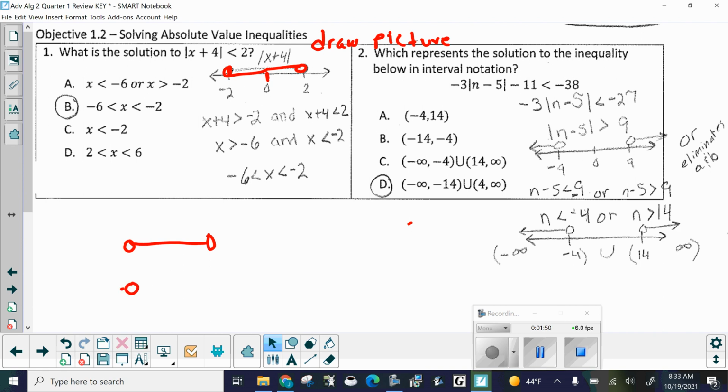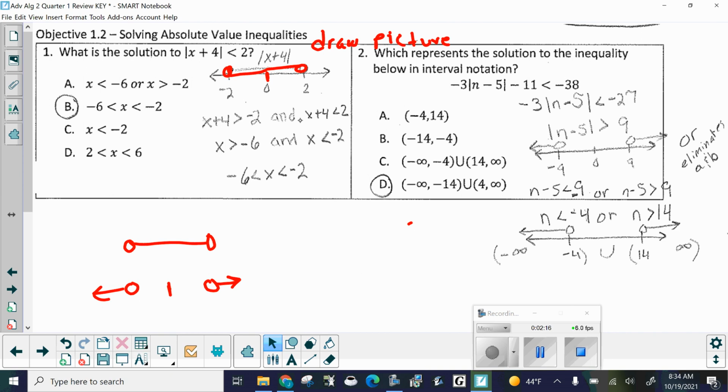If you have something that looks like this, and this is your center, then you are more than that many steps away, or greater than. So when you go out, you're greater than. When you're in between, you're less than. So when you're looking at the graph, it just makes it easier to say what's happening with the x plus 4 instead of memorizing a bunch of rules.